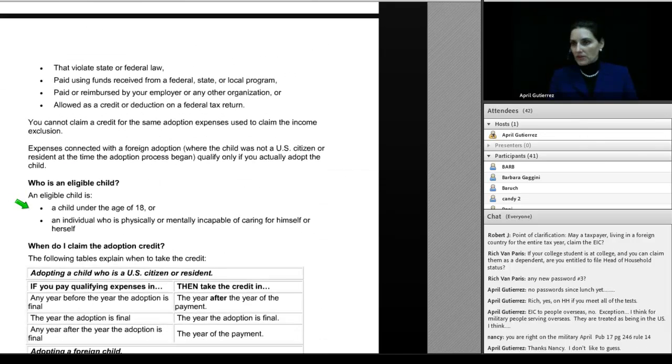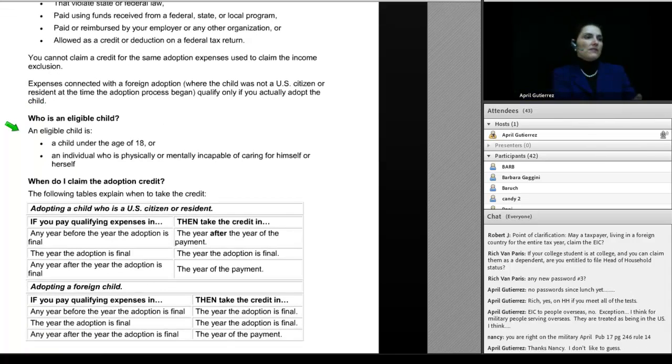What expenses do not qualify? Expenses for adopting your spouse's child, or for a surrogate parenting arrangement, or that violate state or federal law, or are paid using funds received from a federal, state, or local program, or are paid or reimbursed by your employer or any other organization, or are allowed as a credit or deduction on a federal tax return. You cannot claim a credit for the same adoption expenses used to claim the income exclusion. But it is possible to claim a credit and an exclusion for adopting the same child. For example, if you spent $20,000 adopting your child, you could qualify for an adoption credit at the same time your employer could have paid for part of that adoption and excluded from your income.